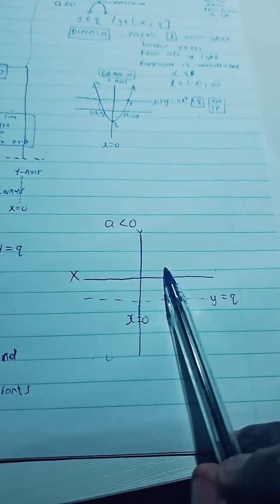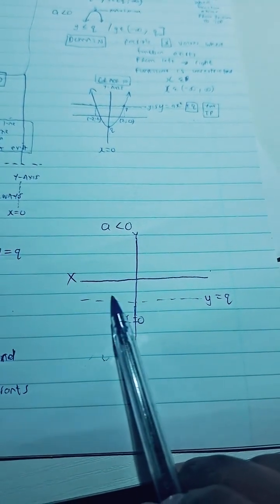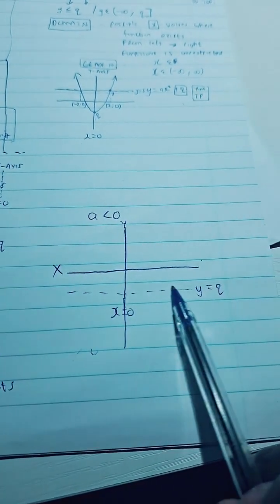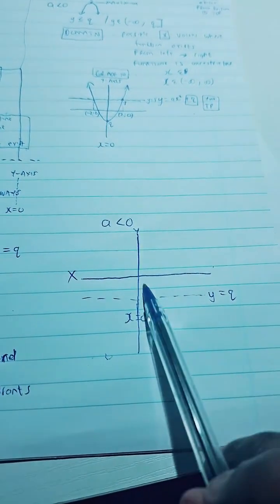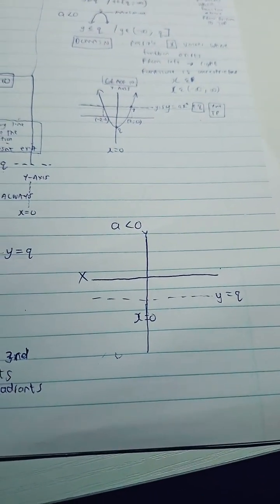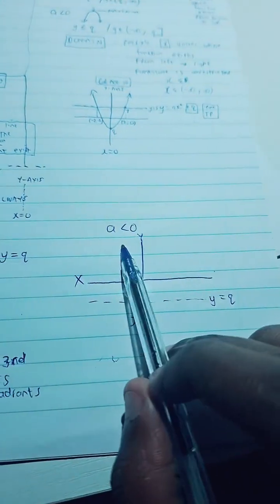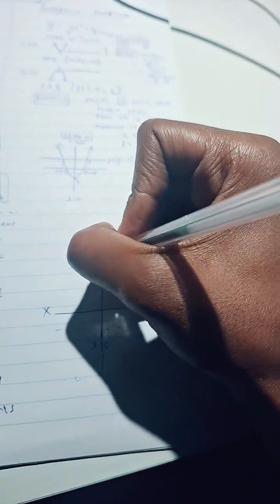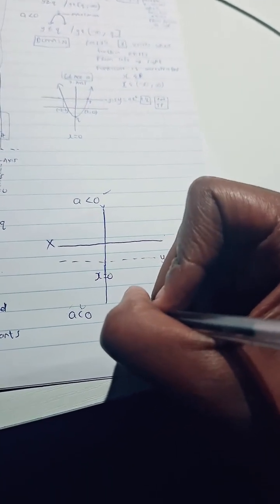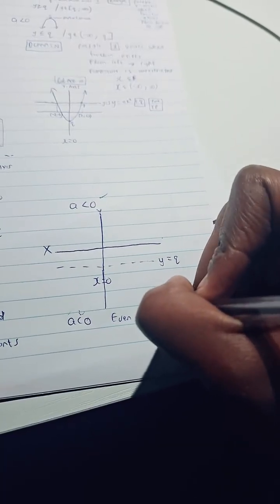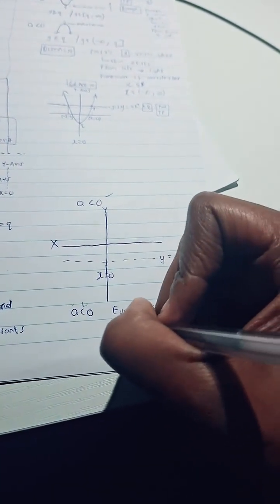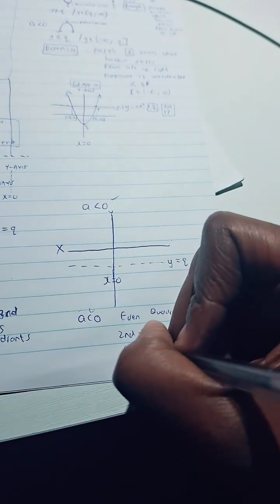Now look at here, right? When our horizontal asymptote now is below the x-axis, first quadrant all the way. This is the first, this is the second, this is the third, this is the fourth. Are you with me? So if we are now having a being less than 0, which quadrants do we prioritize? A less than 0 means the even quadrants, our even number quadrants. That means the second and fourth quadrants.